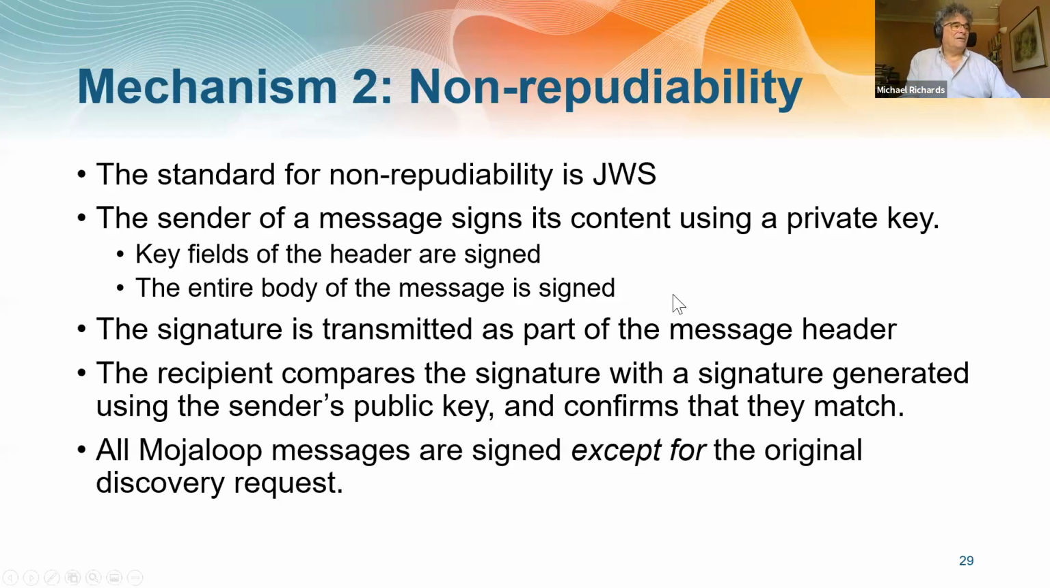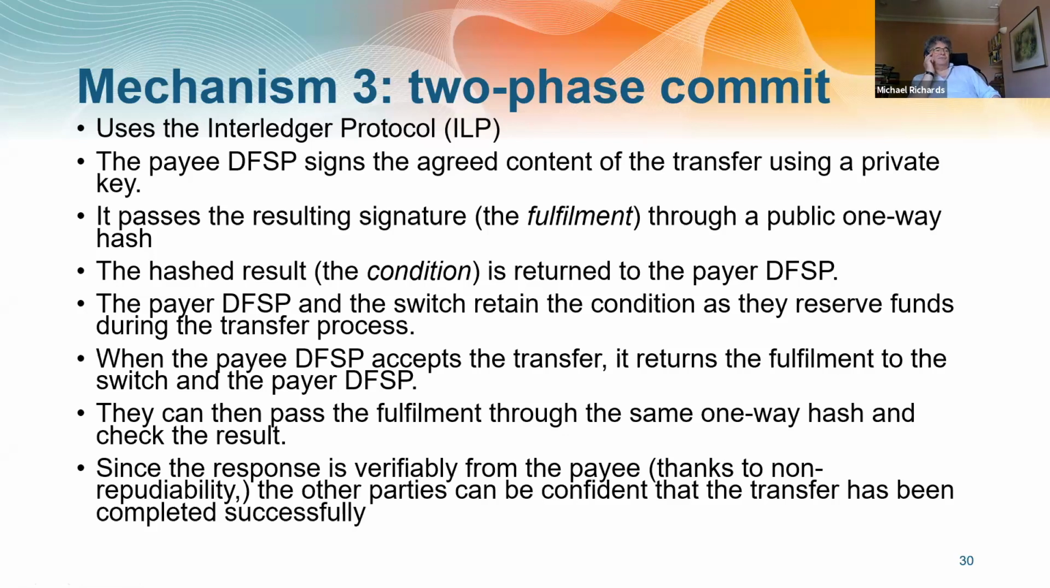Okay, the third part is this two-phase commit that I've just been talking about. Now this uses what's called the interledger protocol. And the way it works is the way I've described. The payee DFSP signs it using a public key, and it passes that through a public one-way hash. The result of that is returned to the payer DFSP. Now, when the transfer request is eventually issued, the payer and the switch retain the condition as they reserve funds.